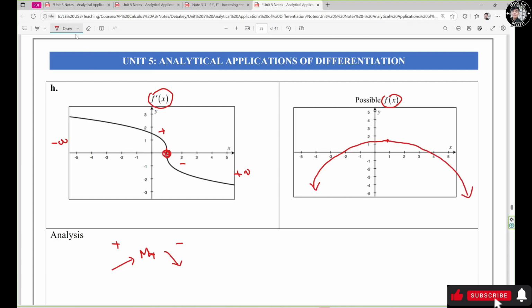Now, we're going to check the second derivative, draw the tangent line. And we see that the slope of the tangent line is negative, which means f double prime of x is always less than 0. From negative infinity to positive infinity, it tells us that the function f of x is always concave downward on the entire domain, right? And there is no point of inflection, right?